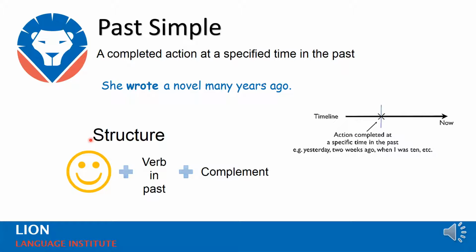We can see here the structure. Subject plus verb in past, and in this case is grow. The past form of grow is grew, plus our complement.